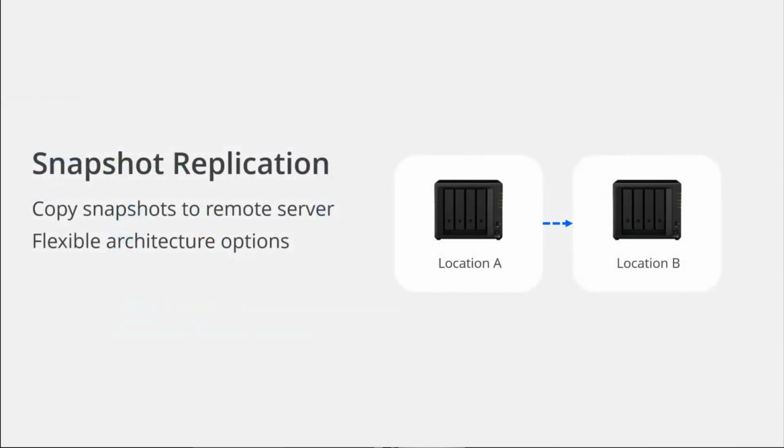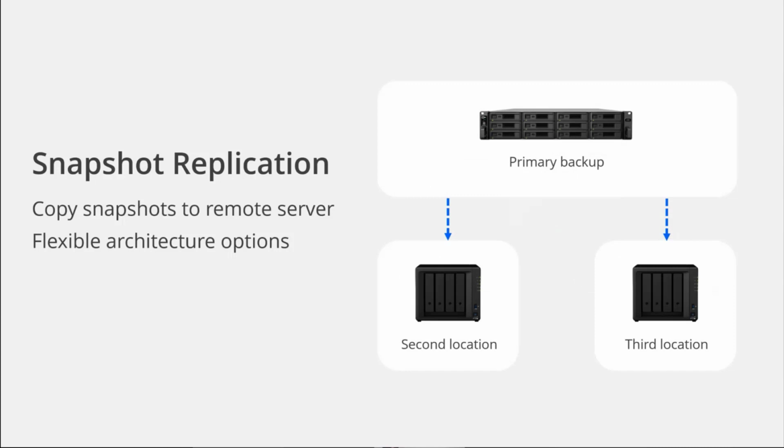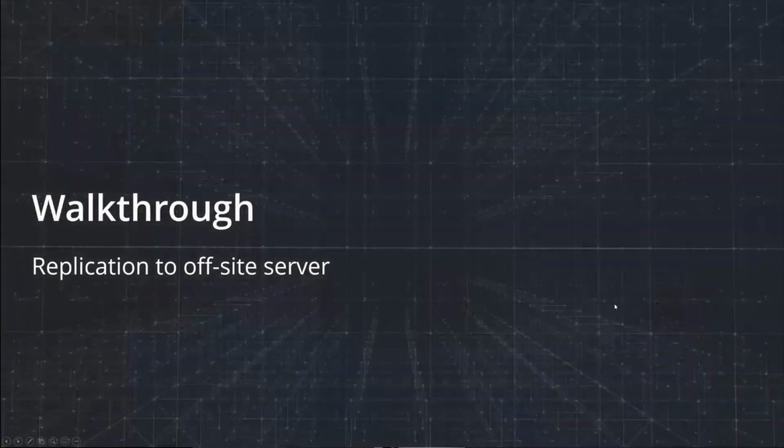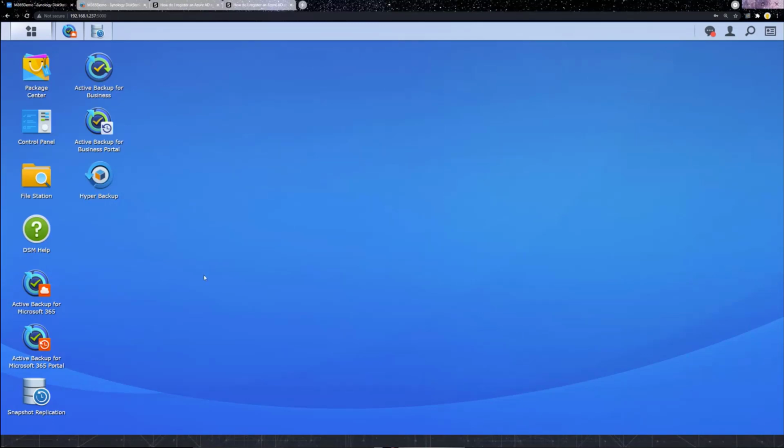So basically you're taking these snapshots locally, you're copying the snapshots to the remote device, and it's flexible as far as architecture is concerned. So in this picture, you can see we've got two desktop 4-bay devices, but you could also, let's say, have a primary backup. You go to a single device, and then let's say you want to send it to different Synology devices. That's not a problem. You can absolutely do that as well. So let's talk about snapshot replication.